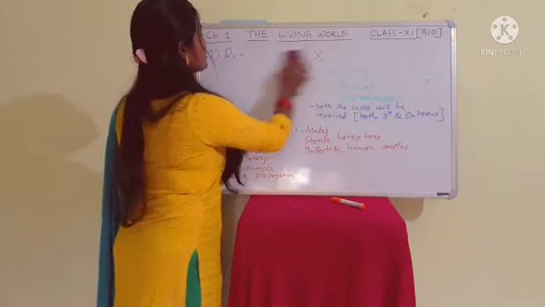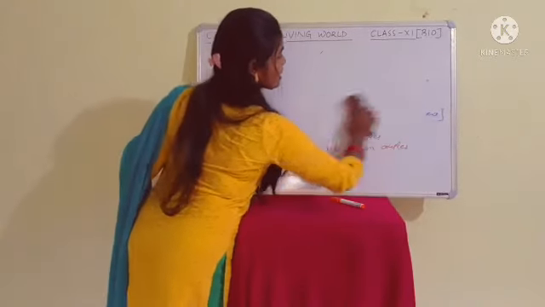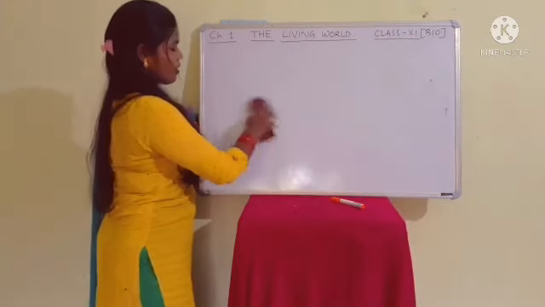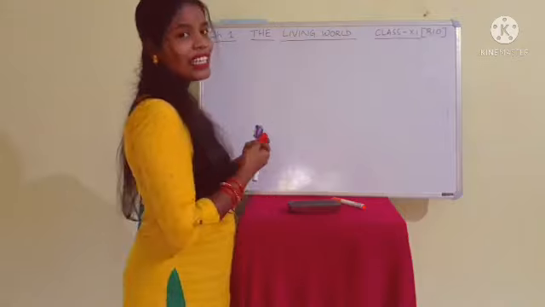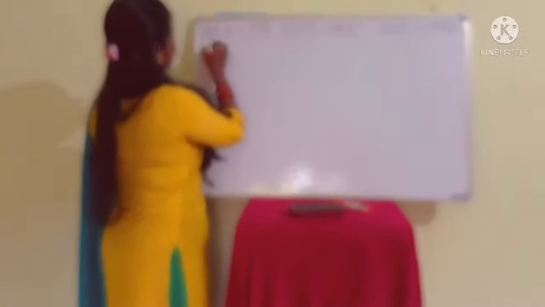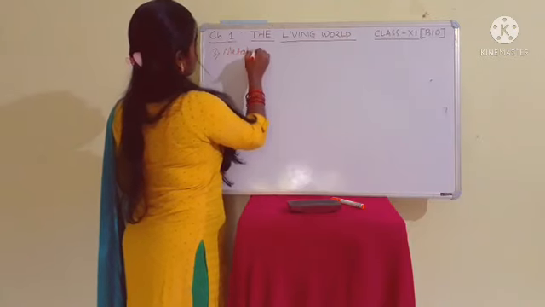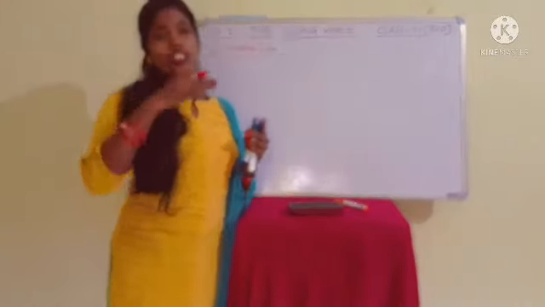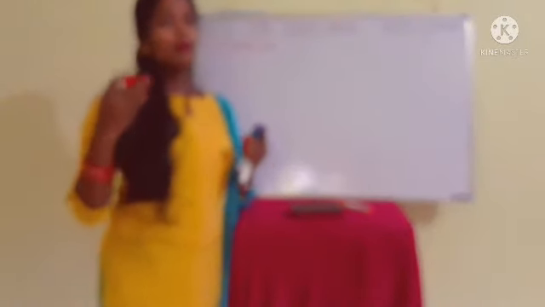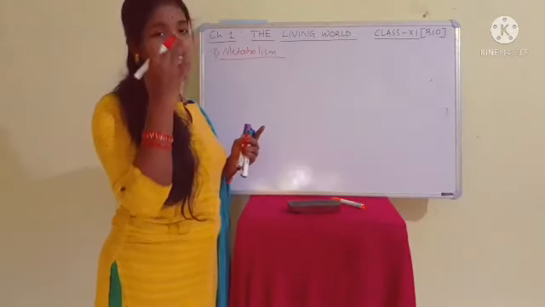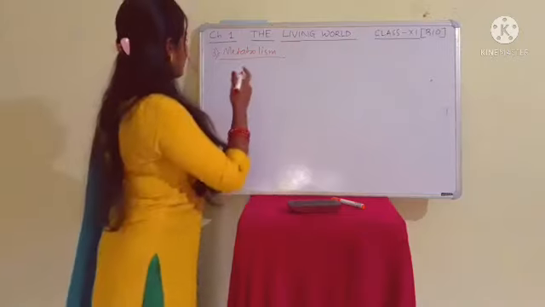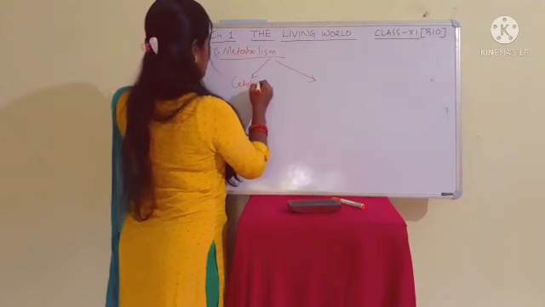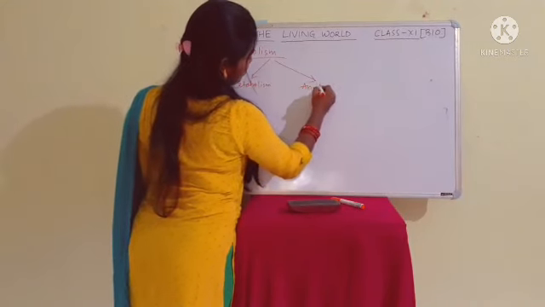After that, we will study our third characteristic of living organism, and that name is what? Metabolism. So what is metabolism? What is the meaning of metabolism? Metabolism is the sum total of biochemical processes that occur inside our body. And metabolism is of two types. One is catabolism, second one is anabolism.